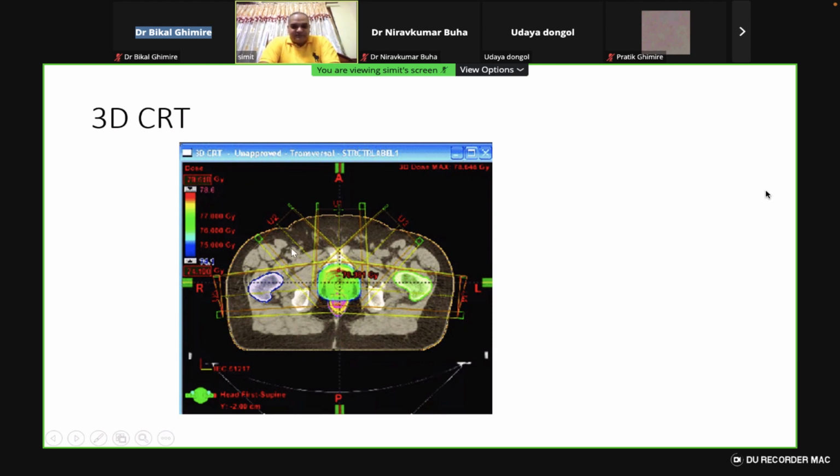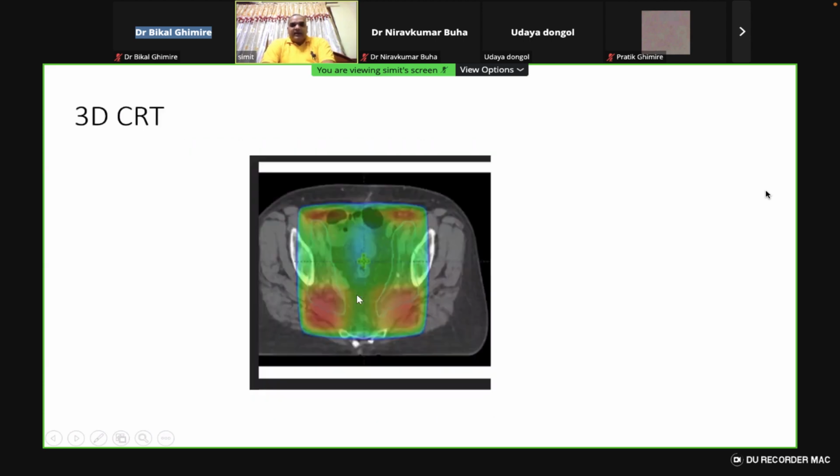So we get the dose around the tumor. So it's basically how 3D CRT plans are made. Here you can see, if you see the contour here, external iliac, internal iliac nodes are contoured. So to cover it, it's more of a rectangular box kind of dose.